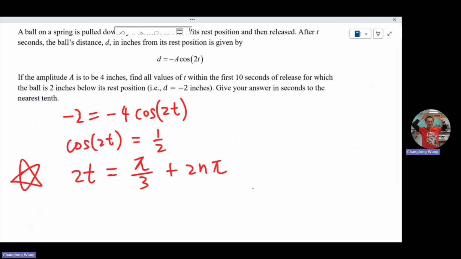Some 5 pi over 3, right? Niquin said that as well. Or 5 pi over 3 plus 2m pi. Now, let me pause. You guys all see how I got pi over 3, 5 pi over 3? No? Because cosine of an angle is 1/2. The easy possibility is pi over 3, but the hard one is when you use the unit circle to find it.